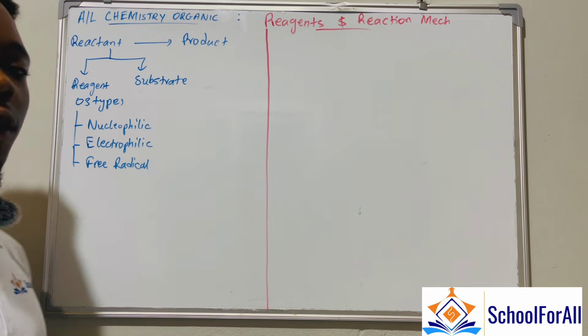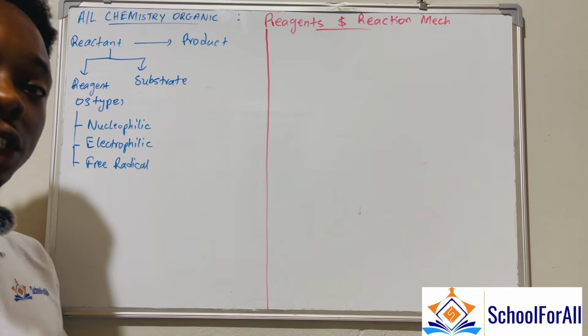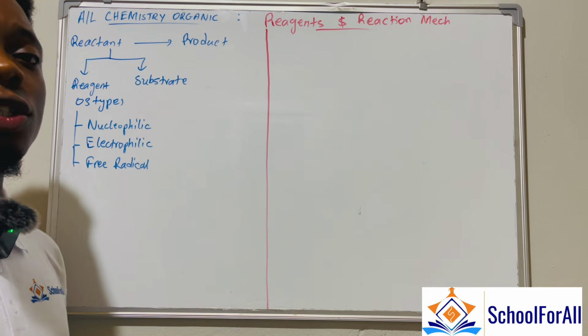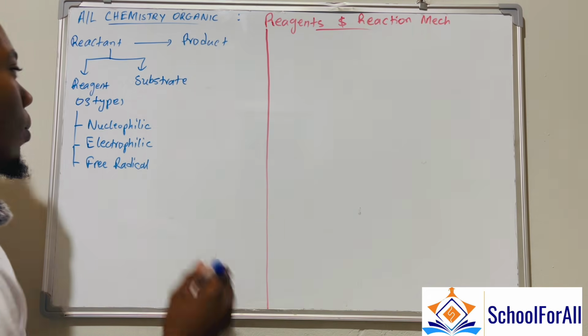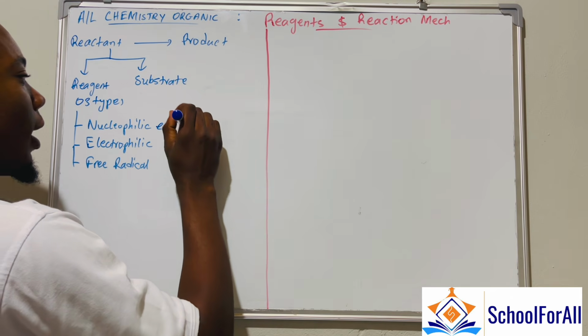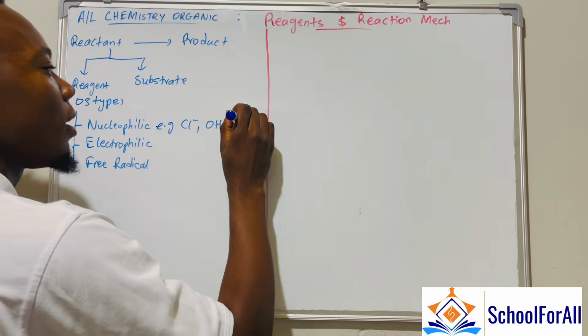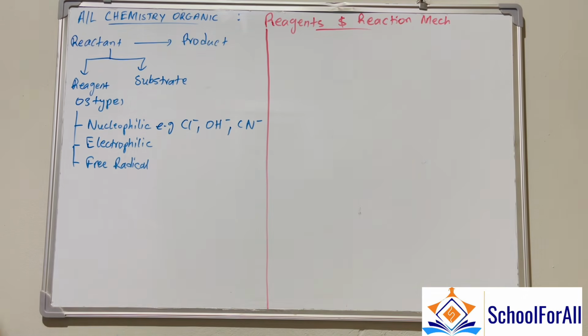Now, what is a nucleophilic reagent? A nucleophilic reagent is an electron-rich species that attacks the electron-deficient site on my substrate. Examples: we have CN minus, we have OH minus. So these are examples of the nucleophilic reagent.